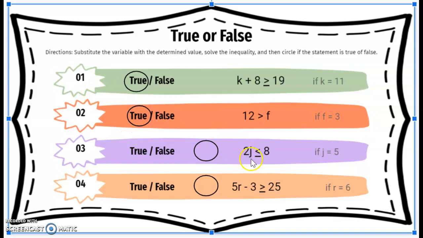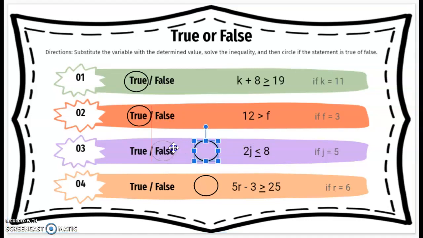I have 2j. When the 2 and the j are side by side, we're multiplying. So 2 times j is less than or equal to 8. Well, my j is going to equal 5. So it will be 2 times 5 is 10. And then let's finish the statement. 10 is less than or equal to 8. Do we know if 10 is less than 8? Well, it's not. If we look on that number line, it's not. It's not even equal to 8. So that statement we would call false.